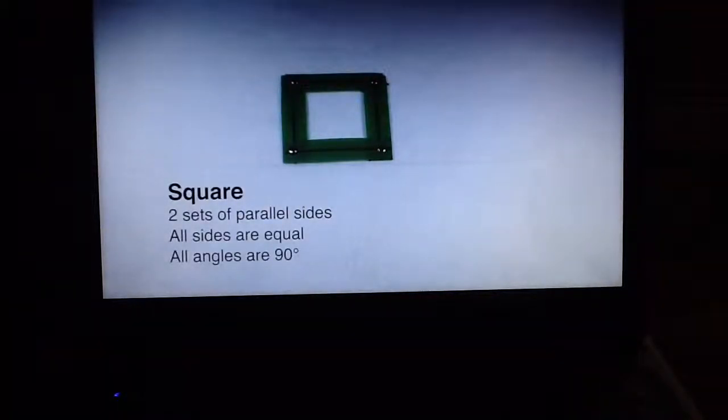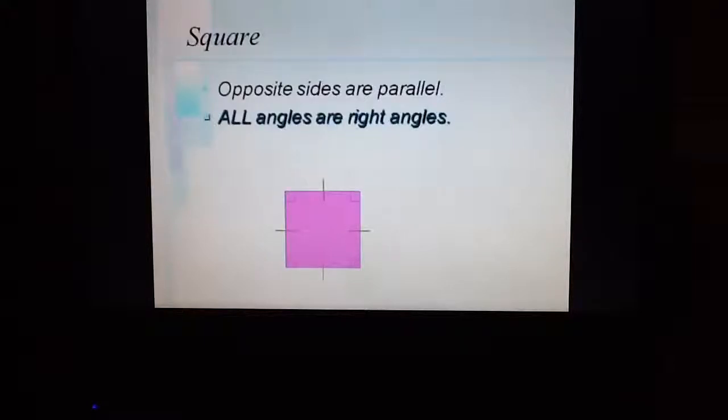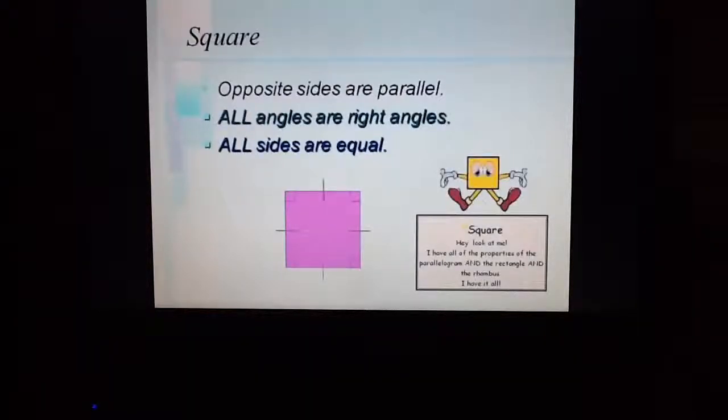This means a square is related to a parallelogram, a rhombus, and a rectangle since it shares characteristics of each. Square has, again, opposite sides are parallel, all angles are right angles, and all sides are equal. So that means that not only does it have all the same properties or features of a parallelogram, it also has all the same properties of the rectangle and the rhombus. So that means square can also be called a rhombus, a rectangle, or parallelogram.